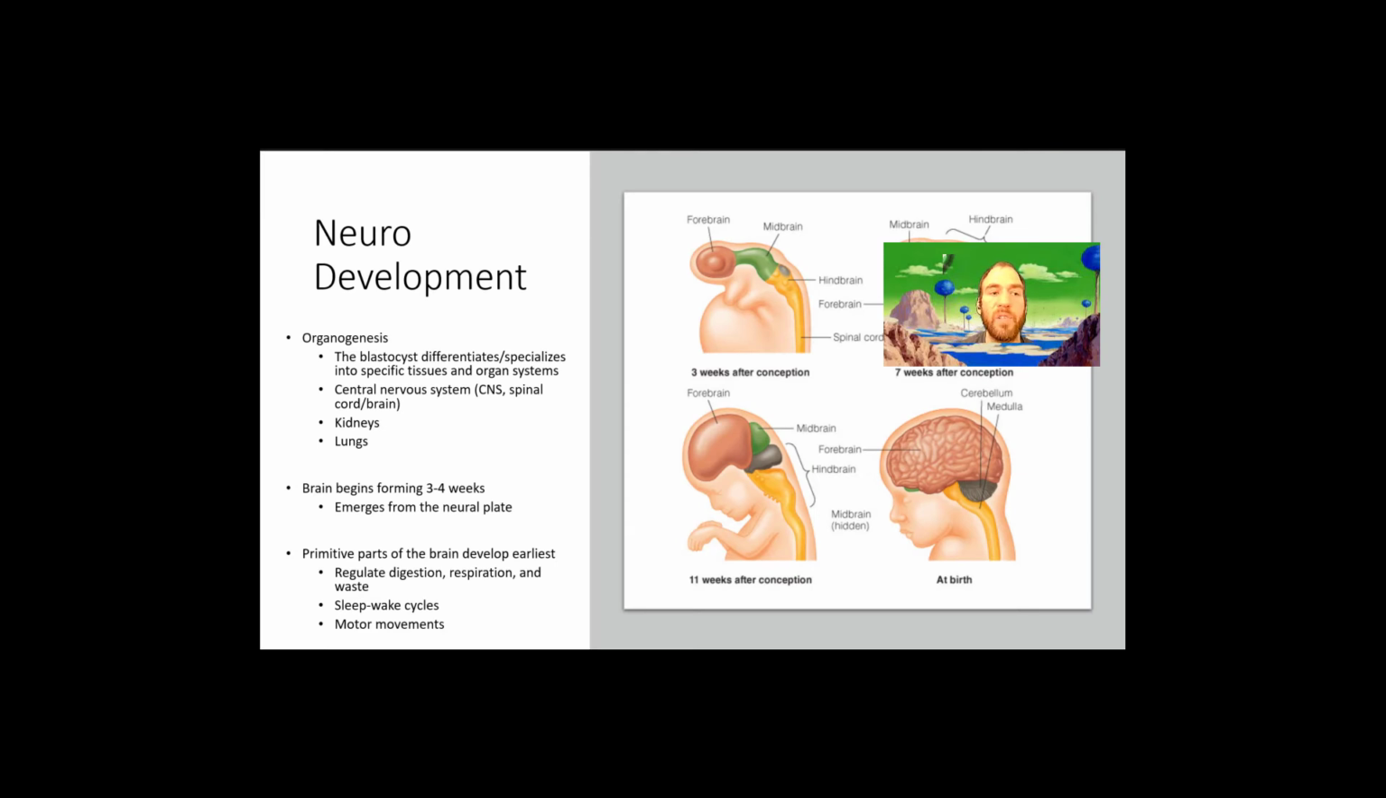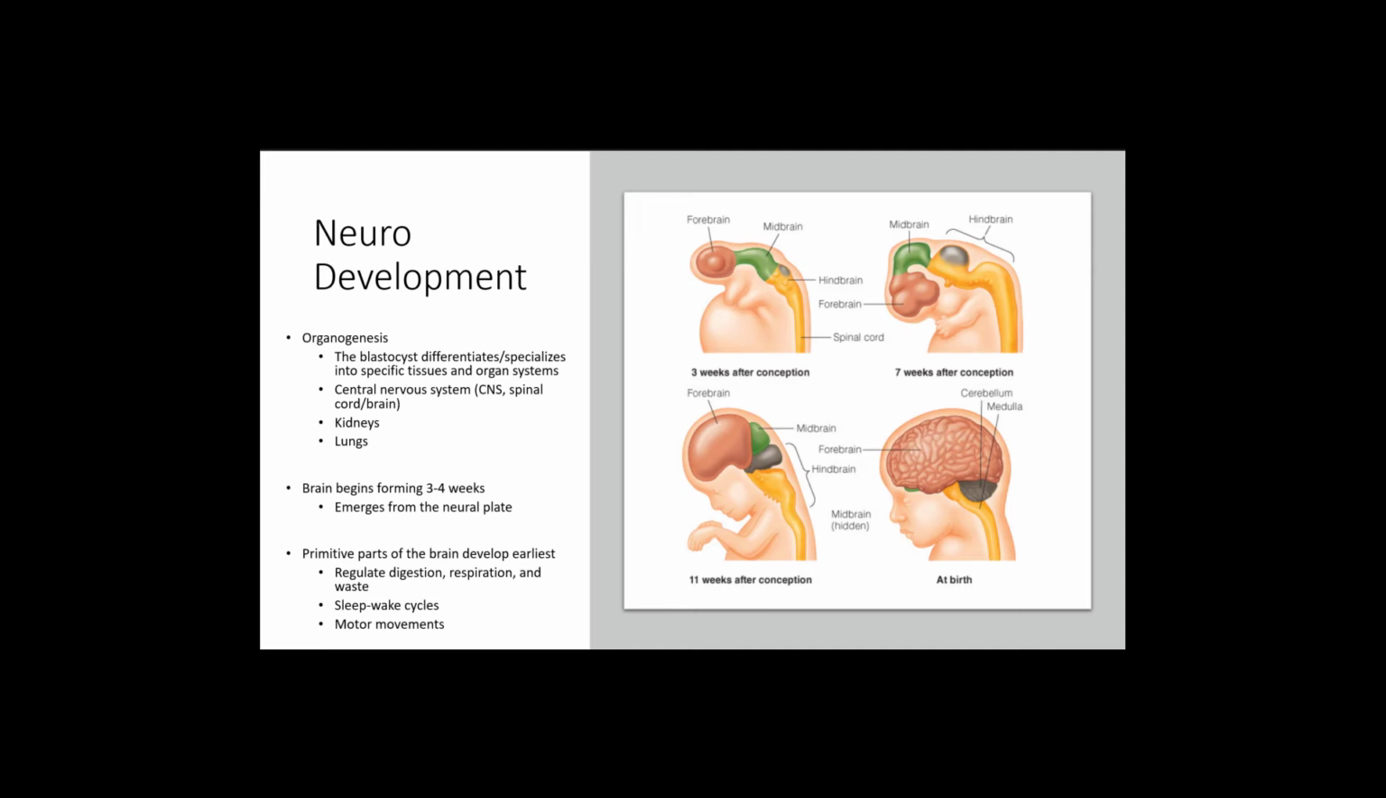Now moving on to neural development. In organogenesis, the blastocyst differentiates and specializes into special tissues and organ systems, like kidneys and lungs. So organogenesis is literally just the genesis, the creation, of organs through this process. That's just the term for it.